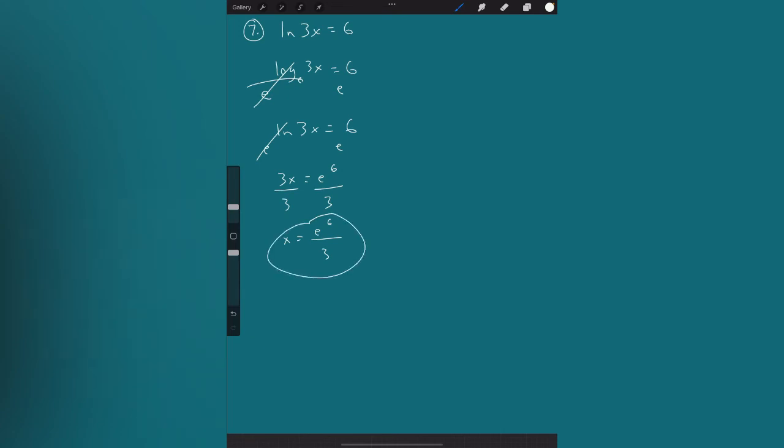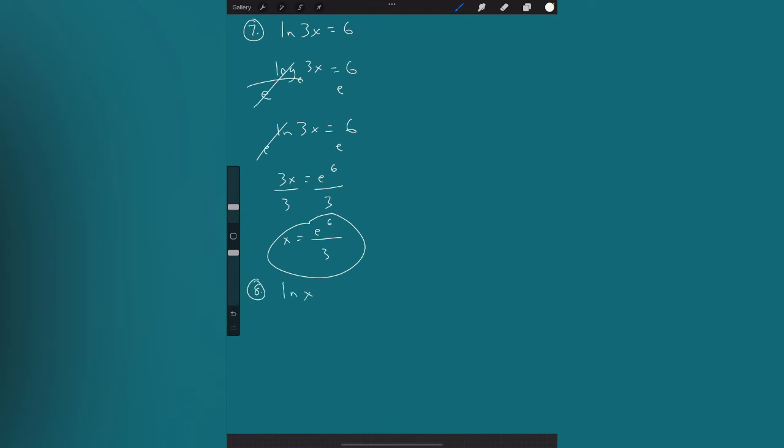And that is my answer. In the same way that if you had pi over 3 as your answer, you would just leave it there. In this case, e is an irrational number. You're just going to leave it like that and say x equals e to the 6 over 3. All right? Does that make sense? All right, let's continue. And you'll continue to use this.